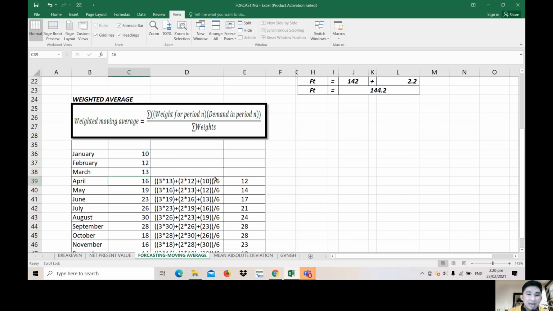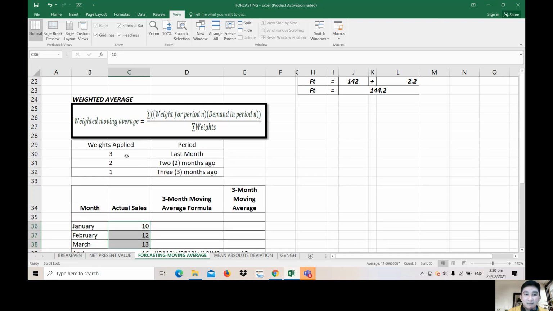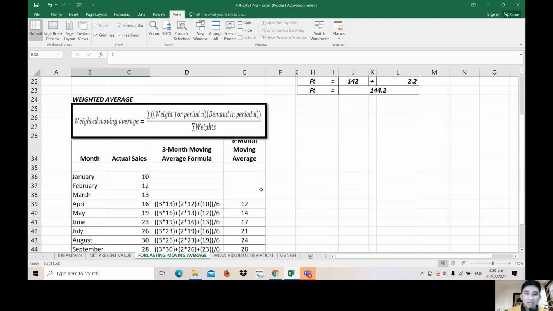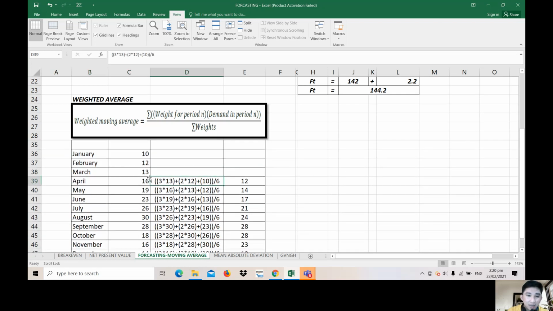Okay. So, ayan, i-divide mo siya divided by 6. Bakit naging 6 yan, sir? Di ba 3 months lang? Okay. Ang 6 kasi is the sum of the weights applied. 3 plus 2 plus 1. Okay? O, di tingnan mo yung formula weights, di ba? Ang magiging denominator natin. Therefore, 3 times 13, 12 times 2, 10 times 1, divided by the weight 6, in which our forecast in the month of April is 12. But the actual is 16 units.